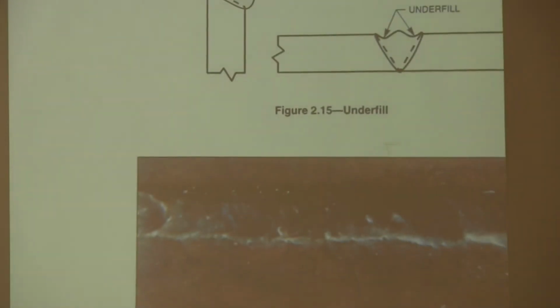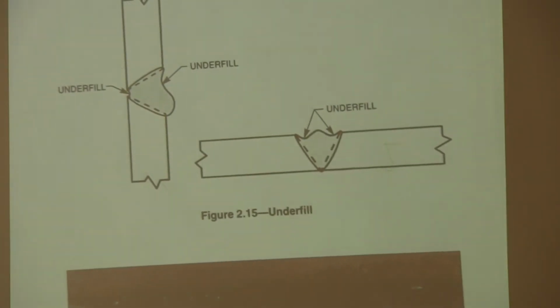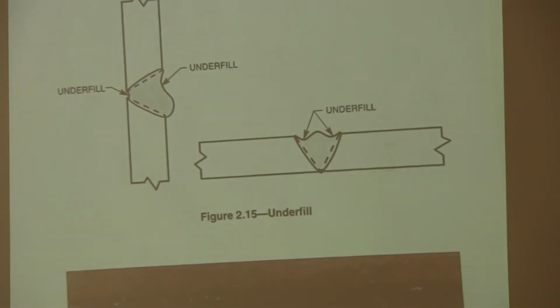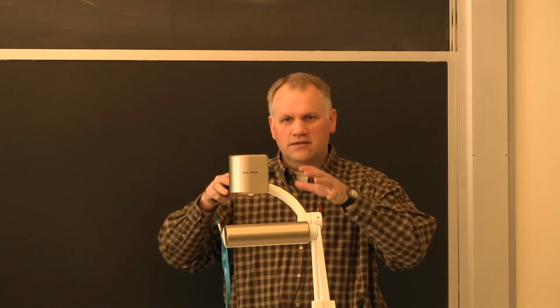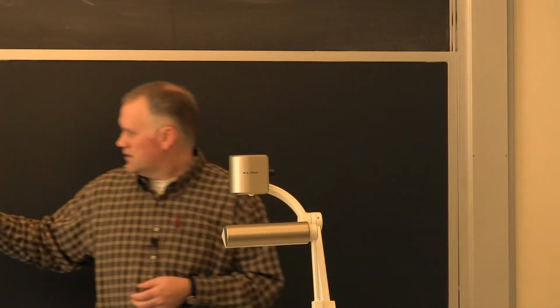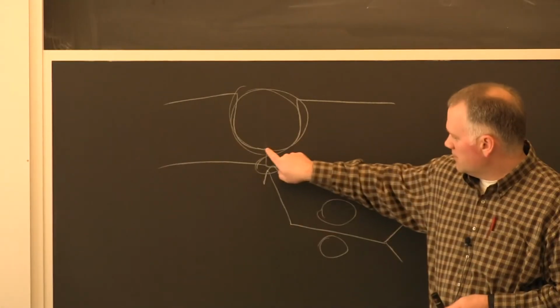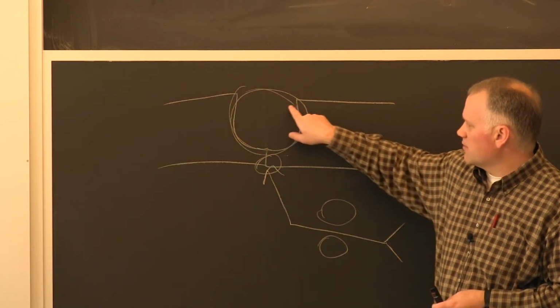Another discontinuity which can become a defect is underfill. Basically just like it sounds, you didn't fill up the joint as much as you were supposed to. It's actually at the top of the weld where you would be filling it up, whereas incomplete joint penetration is more, on this joint, if you didn't penetrate down here and you were supposed to, that would be incomplete penetration. If you didn't fill it up here, that would be underfill.